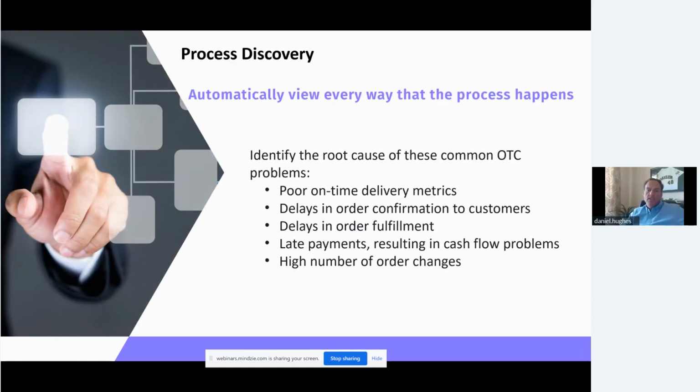Process discovery. Now, this is traditionally done through subject matter expert interviews, sitting down in a whiteboarding session, using Post-it notes. Even I saw on the internet the other day, somebody created a hallway long process map using Post-it notes. But process mining doesn't use those opinions to do that. It uses the data in your system to show you what's actually happening in your business process. And then identifying the root cause of some of the common order to cash problems like poor on-time delivery, delays in your order confirmation to customers, delays in order fulfillment, late payments resulting in cash flow issues, or lots and lots of order changes.